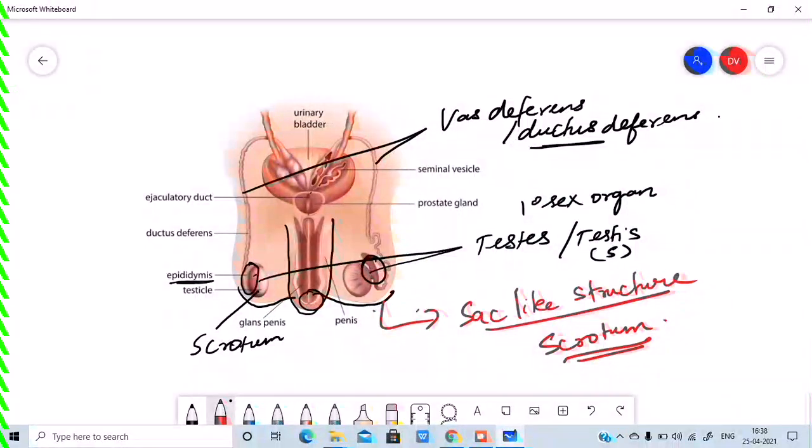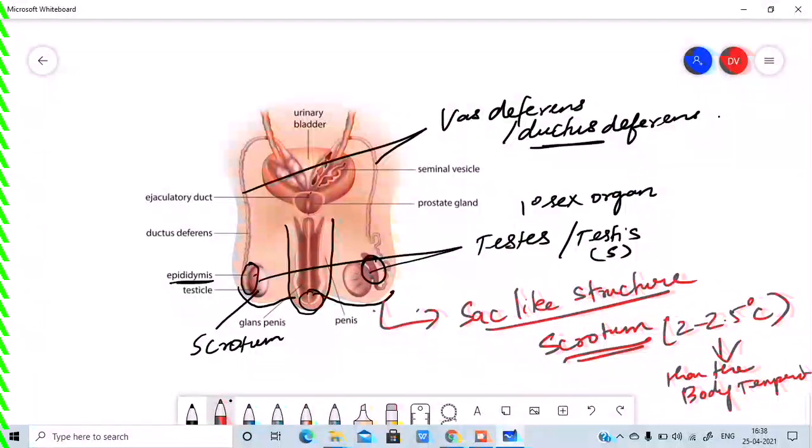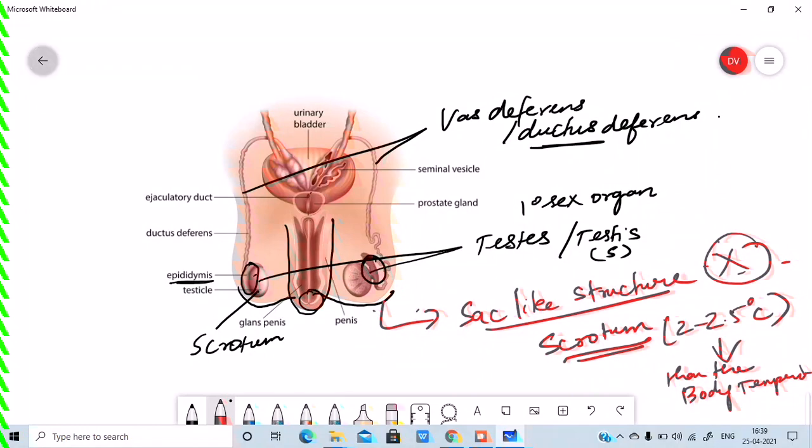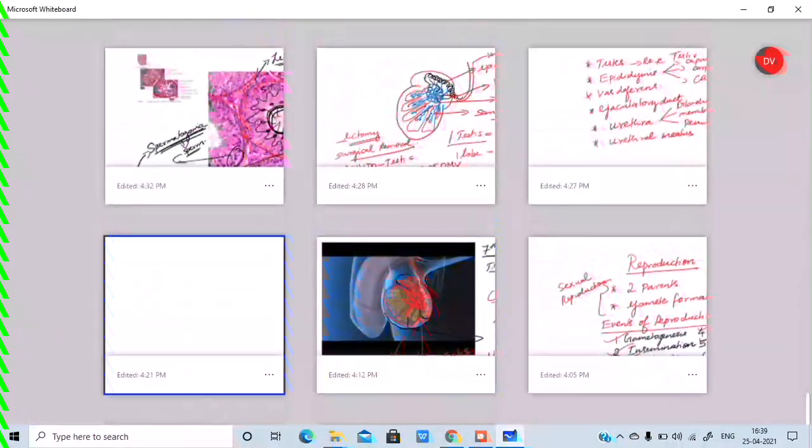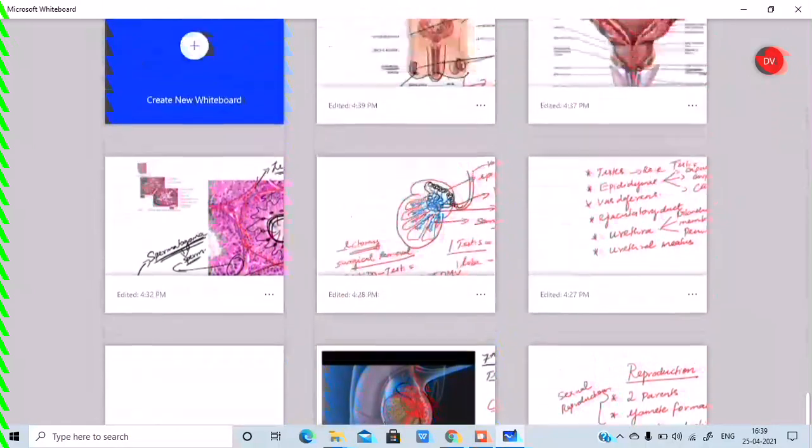The normal average body temperature is around 37 degrees Celsius, but the ideal temperature for sperm production is around 2 to 2.5 degrees Celsius less than that of the body temperature. So that is why the testes are descended externally, outside of the pelvic region, into a bag-like structure called scrotum. So you have to know that, again, a very important question from exam perspective. Now coming back to the accessory glands.